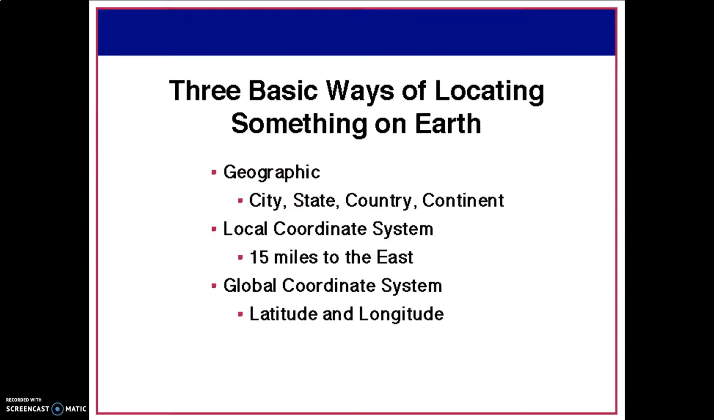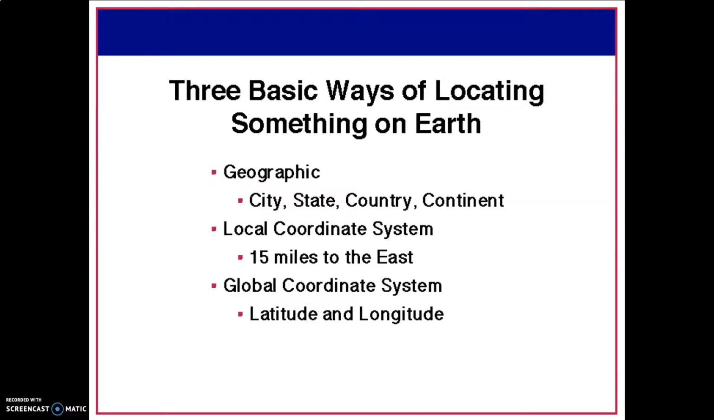For example, for a global coordinate system, if we live near Atlanta, Georgia, or Roswell, or wherever, we would say we live at 34 degrees north latitude, 84 degrees west longitude. That's our latitude and longitude for here in Georgia, near Atlanta. So those are the three types of systems for locating objects on the Earth.